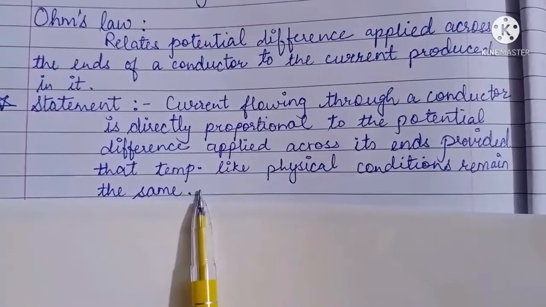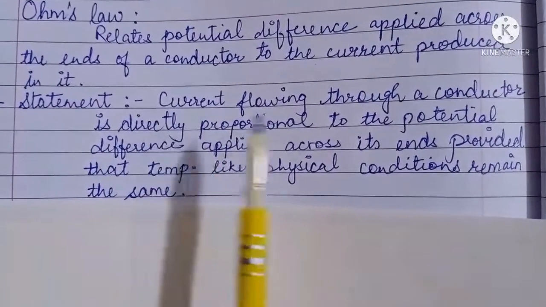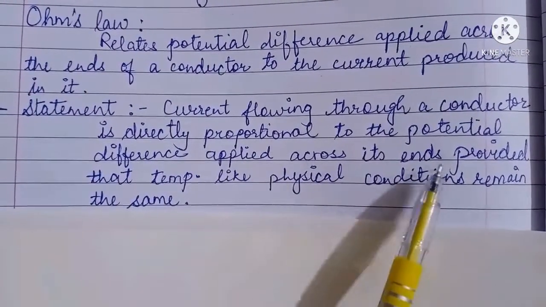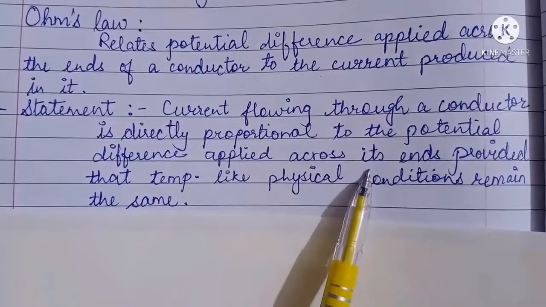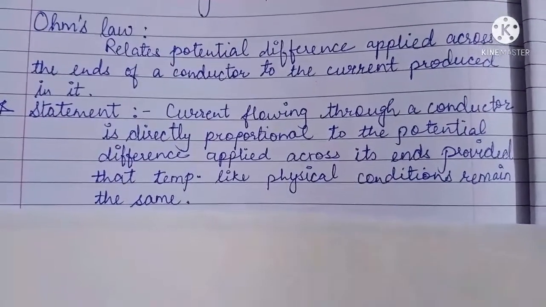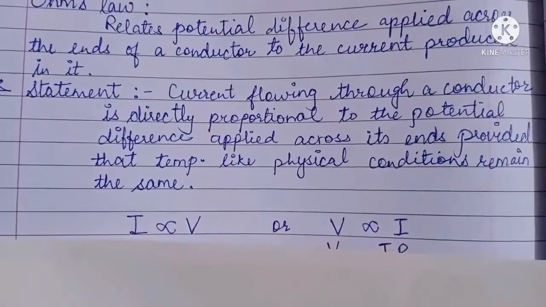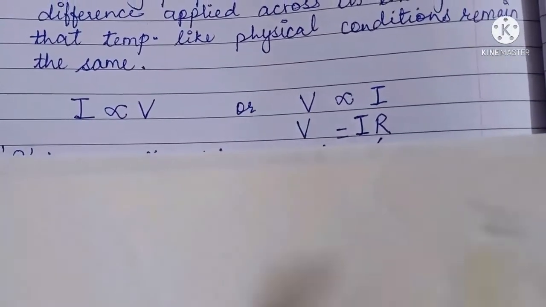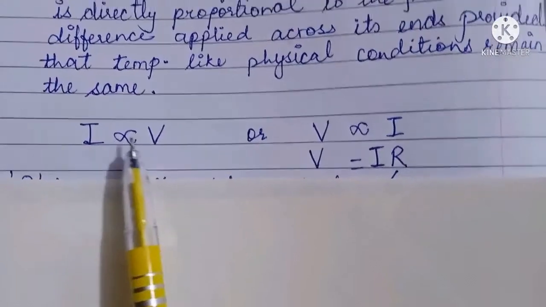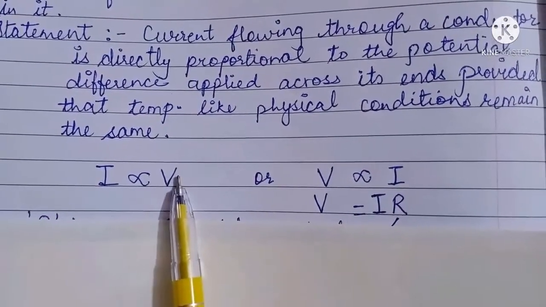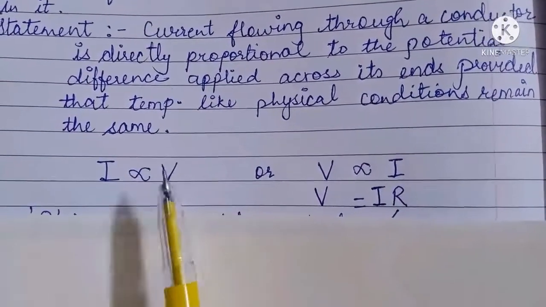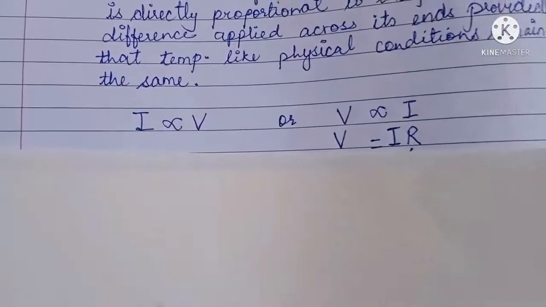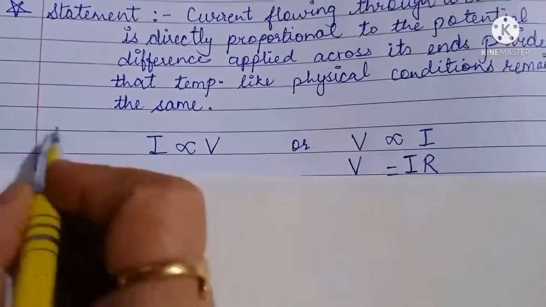So when the temperature conditions remain the same, the current flowing through this conductor is directly proportional to the potential difference applied across its ends. Thereby, in mathematical form, it can be written as I is directly proportional to V. I refers to current, directly proportional to the potential difference applied across the ends of a conductor. In case you wish me to draw it, how can we show it with the help of a circuit?